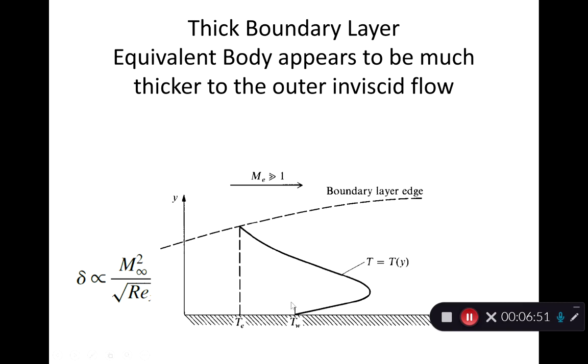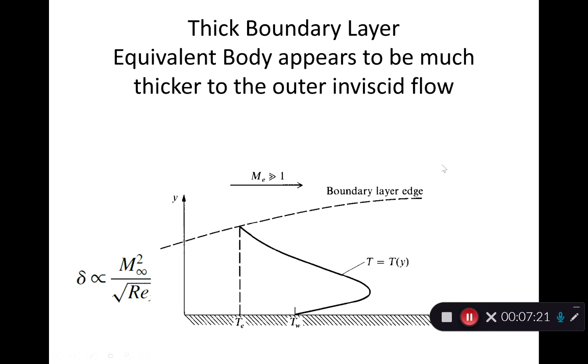Kinetic energy gets converted into temperature, so you get a temperature layer. P equal to rho RT. So when the temperature increases, rho decreases. Pressure is roughly a constant. When density decreases, you need a bigger area. Rho times velocity times area is the mass flow. So the boundary layer tends to be much thicker in compressible flow. So in hypersonic flow, the boundary layer is very, very thick.